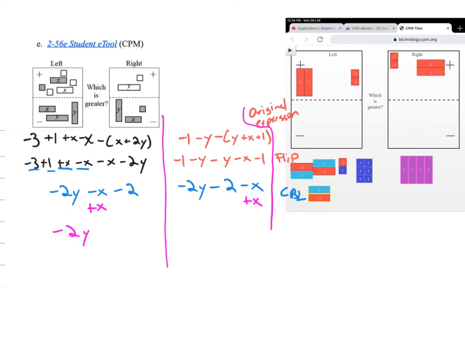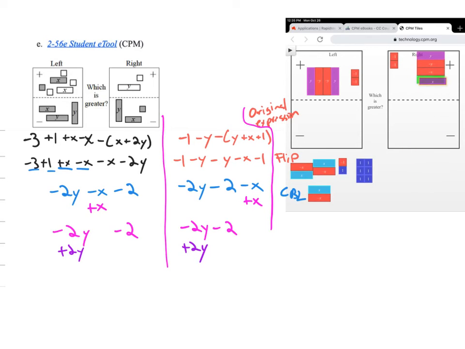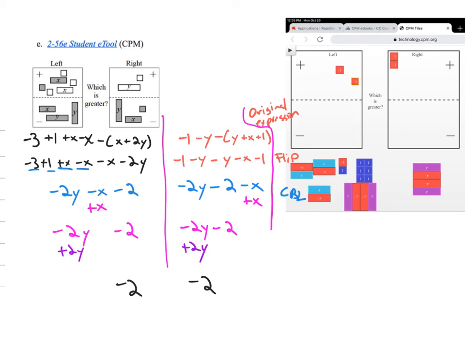If I'm adding an x and I've got a negative x, well, then there's that 0 pair. And I can do the exact same approach with the y. So I'm going to add a positive 2y to the left side, and I'm going to add a positive 2y to the right side and create 2 sets of 0 pairs there, and I'm just going to remove both of those sets of 0 pairs. And now I'm just left with that negative 2 and negative 2 on the left and the right side, so that can show me how they are equal.